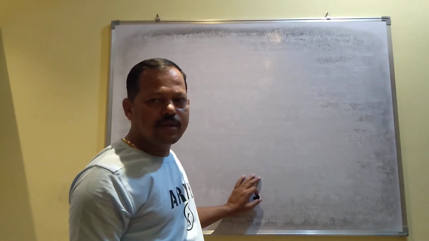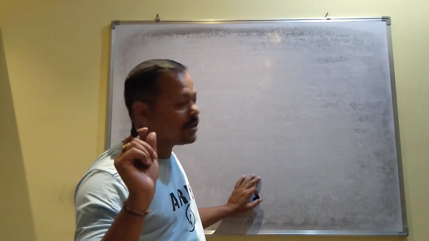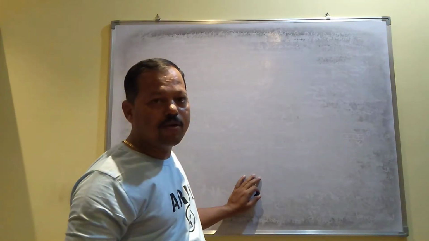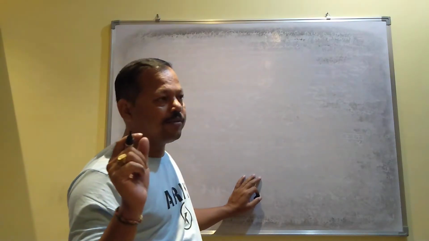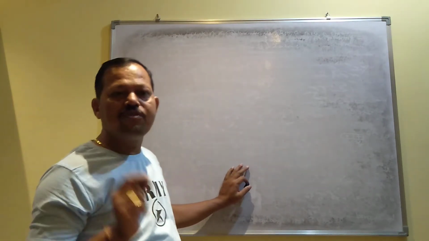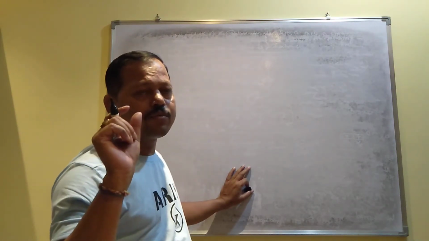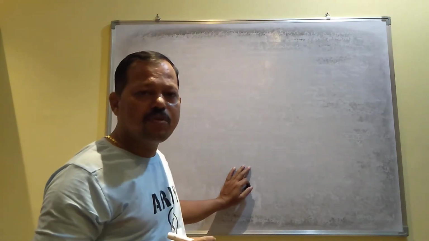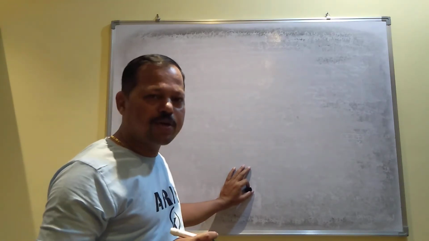Good morning, students. Yesterday we started the chemical reactions of aldehydes and ketones, and firstly we did the nucleophilic addition reaction. So aldehydes and ketones mostly undergo nucleophilic addition reactions due to the presence of a double bond between carbon and oxygen.